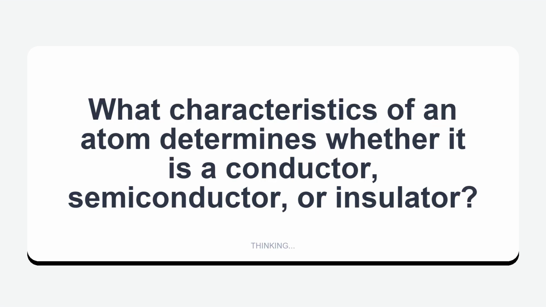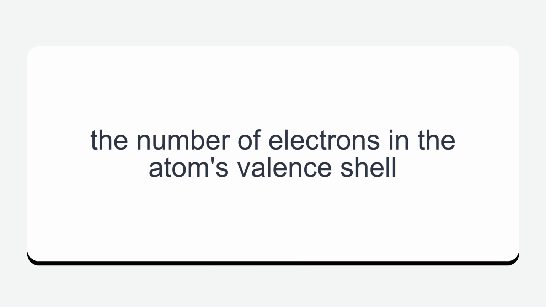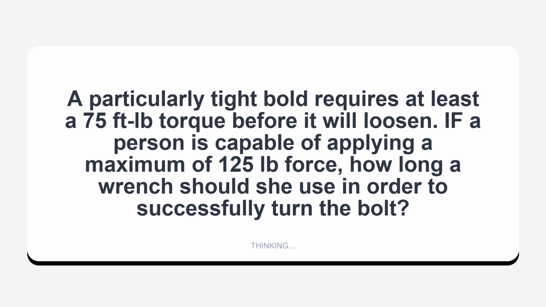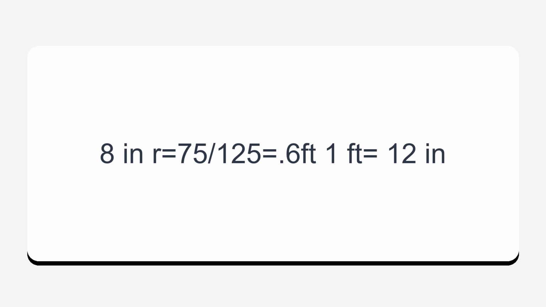What characteristics of an atom determines whether it is a conductor, semiconductor, or insulator? The number of electrons in the atom's valence shell. A particularly tight bolt requires at least a 75 ft-lb torque before it will loosen. If a person is capable of applying a maximum of 125 pounds force, how long a wrench should she use in order to successfully turn the bolt? 75/125 equals 0.6 feet, which is about 8 in, since 1 ft equals 12 in.